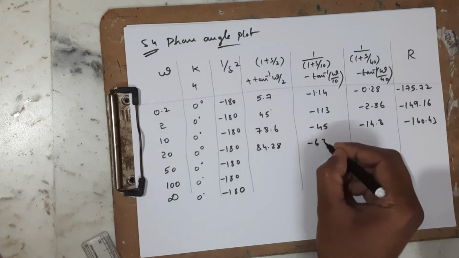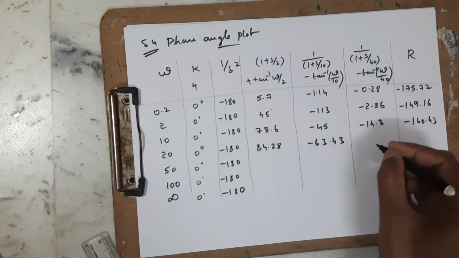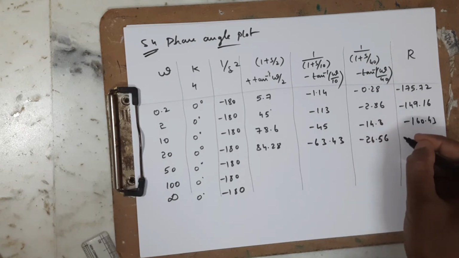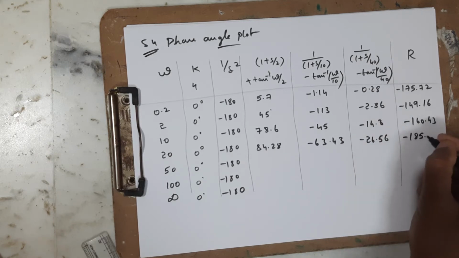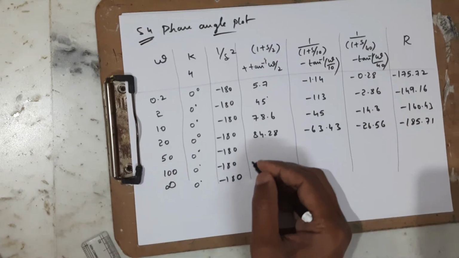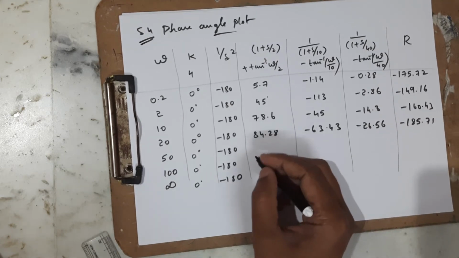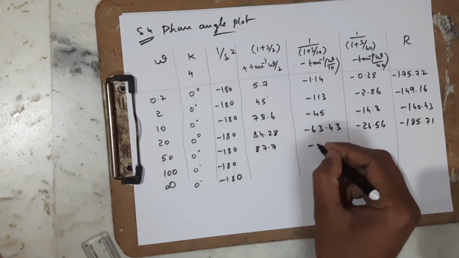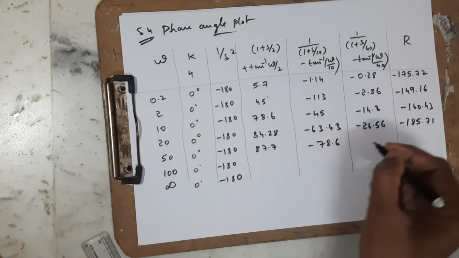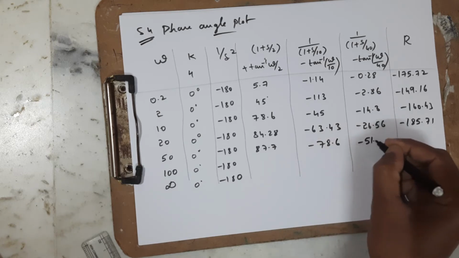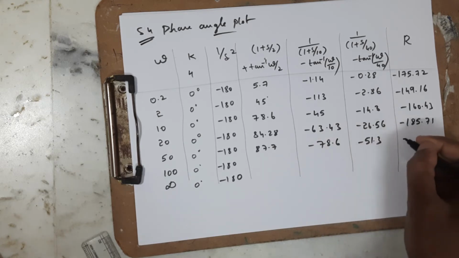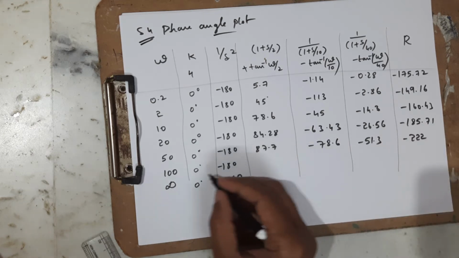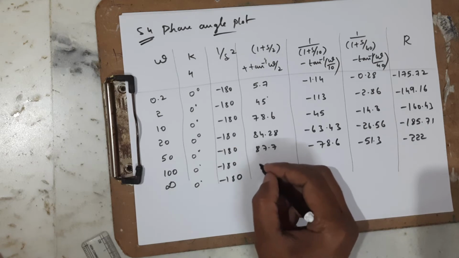This one is minus 63.43, and this one is minus 26.56. The resultant is minus 184.71. Next, when it is 50, this is 87.7 minus 78.6 minus 51.3. Resultant is minus 222. In the same way, last 100 radians per second.